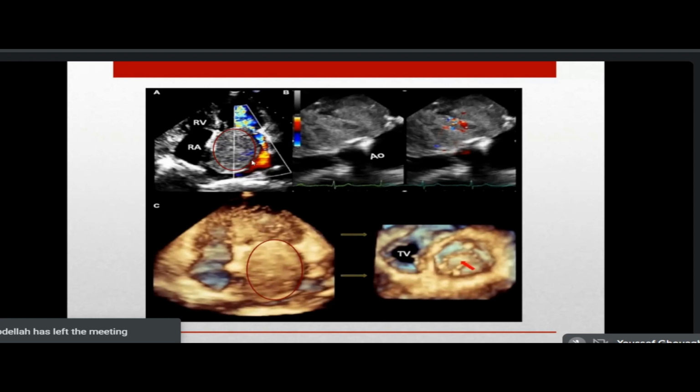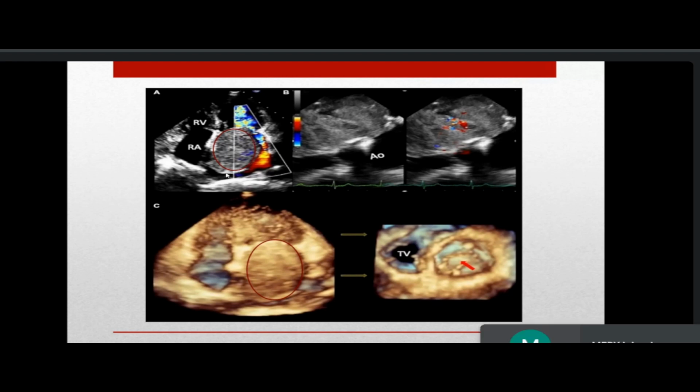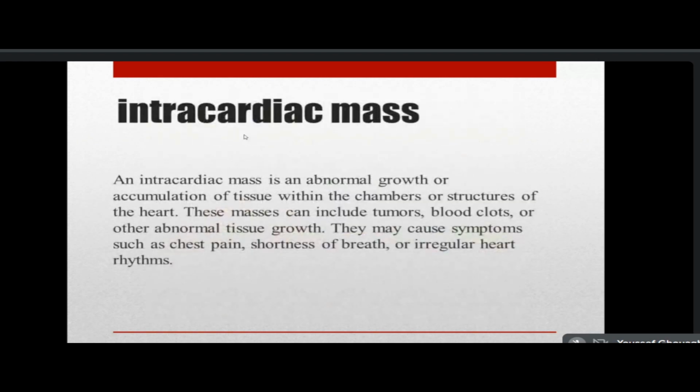You see an oval echogenic mass that occupied particularly all the left atrium. See? Okay. So for the intracardiac mass, just to know about it, an intracardiac mass is an abnormal growth or accumulation of tissue within the chambers or structures of the heart. These masses can include tumor, blood clot, or other abnormal tissue growth. They may cause symptoms such as chest pain, shortness of breath, or irregular heart rhythm.